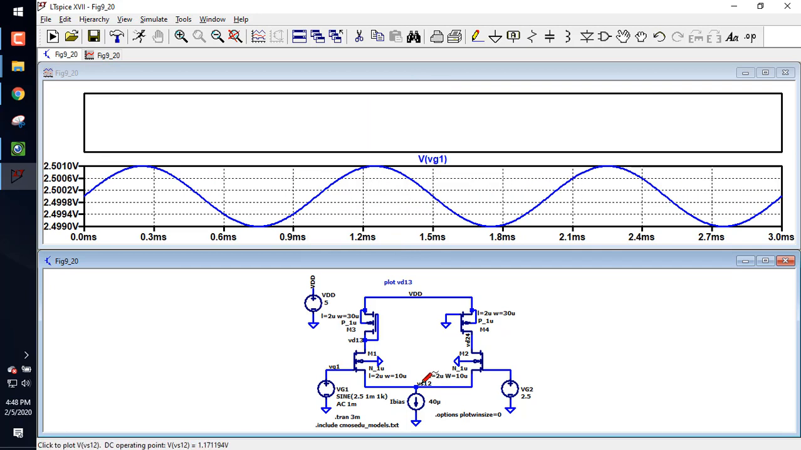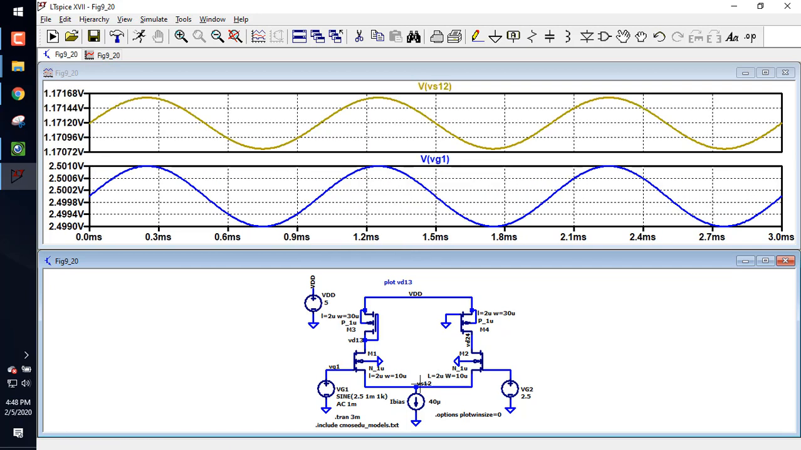If I plot that, notice it's in phase. So when the input goes up, VS12 goes up. Does everybody see that? So if I were to ask you, you could use a current controlled or a voltage controlled voltage source, but what is the AC voltage of M1? Tell me how to plot the VGS of M1.